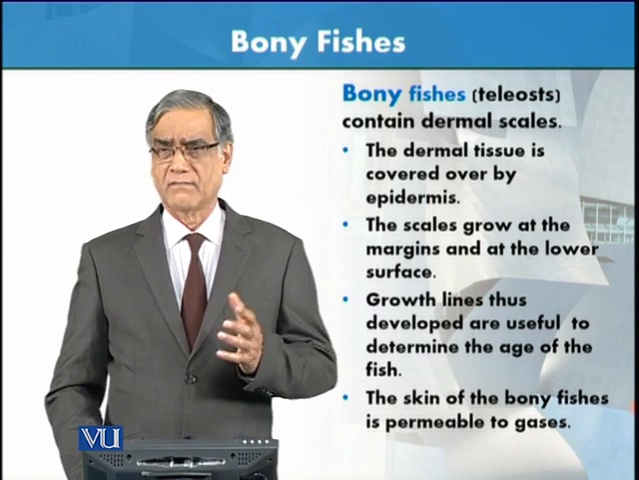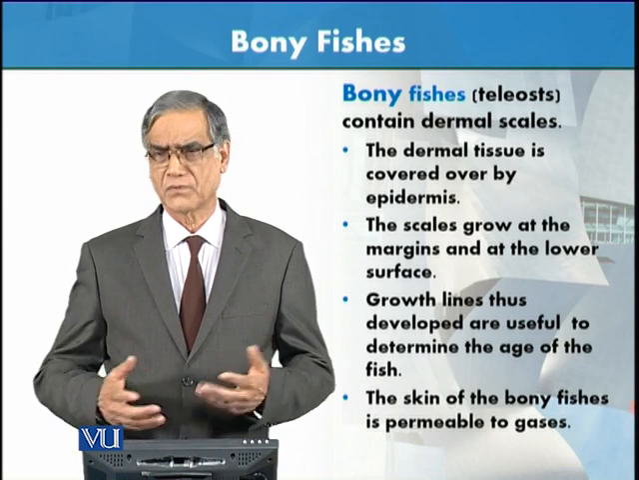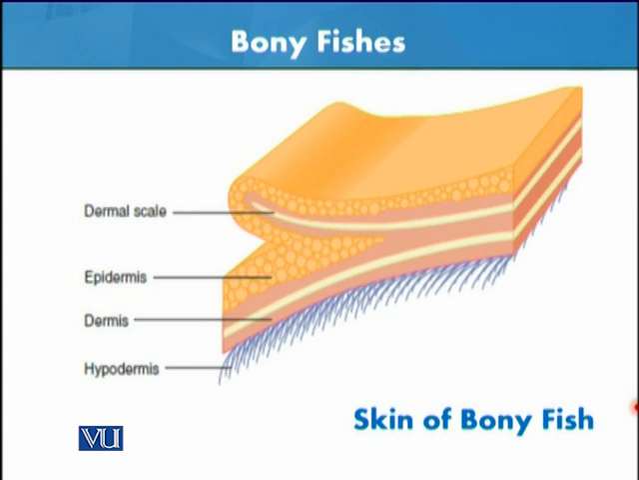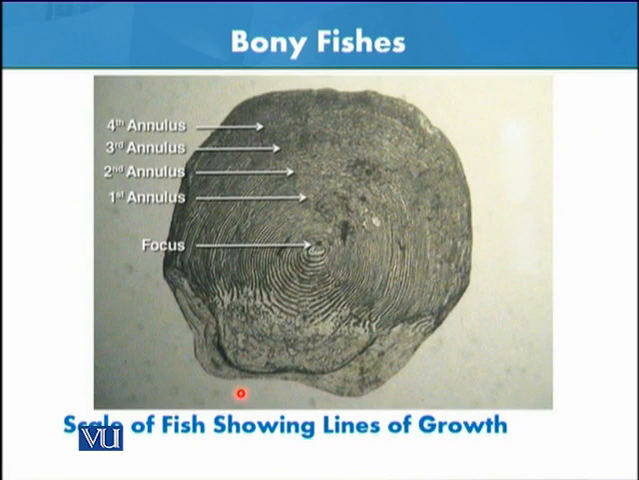Aur isme fish ki jo skin hai, it is usually thin and it is permeable to gases. This is the section of the bony fish jiske andar hum dekh rahe hain ke this is the dermis aur iske upar ye epidermis hai, aur it is a dermis which is moving out along with this epidermis, aur ye scale ki form mein skin se bahir aa jati hai, aur iske niche it is hypodermis. Now this is the scale jis pe upar hum annual rings dekh rahe hain.